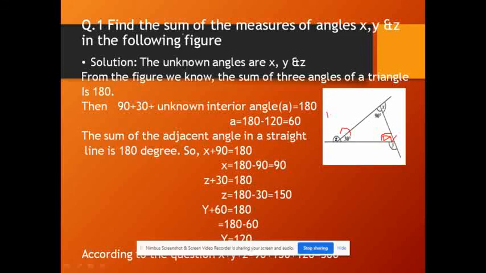Now, according to the question, the sum of the measures of angles x, y, z. We know sum means addition of the three angles. So we should add 90, 120, and 150. We get 360 degrees.